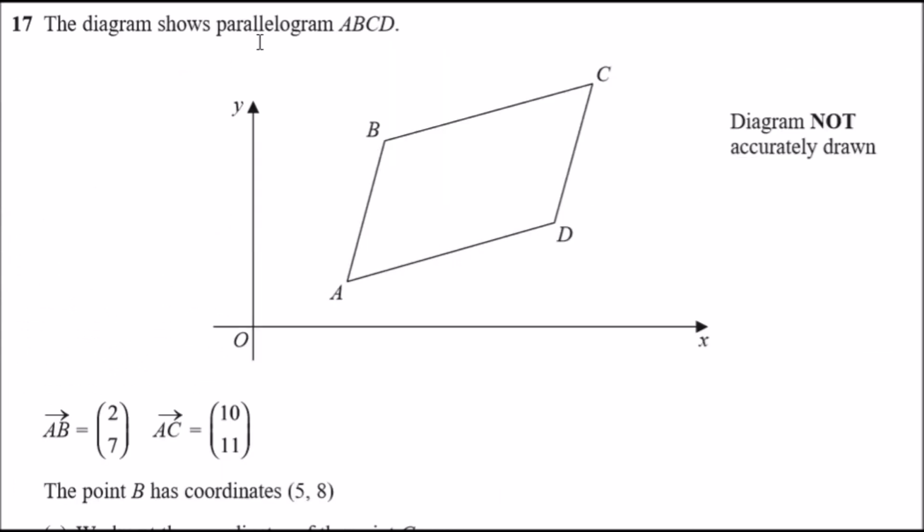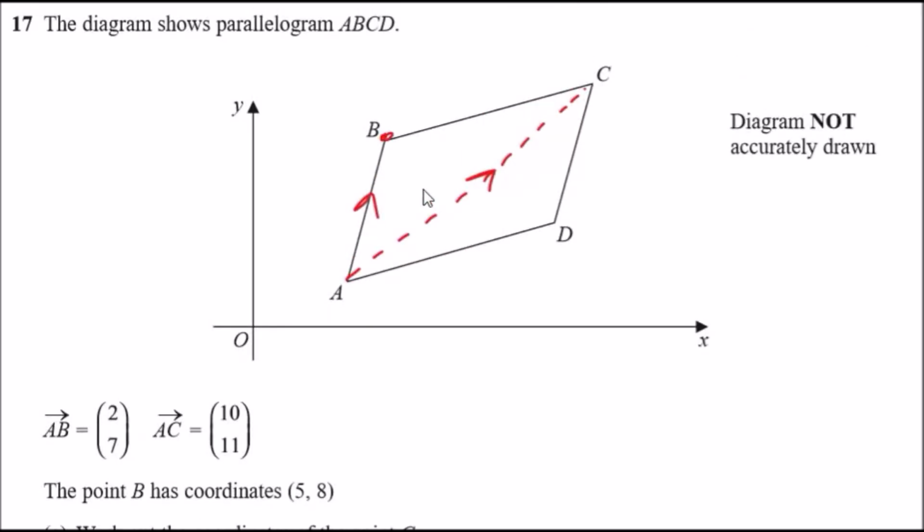So the diagram shows a parallelogram ABCD. Okay. Now it tells us that when you go from A to B, so this direction here, you travel 2 across the x-axis and 7 up the y-axis. So remember, this is x and this is y. If you go from A all the way to C, you're going to travel 10 across and 11 up. Okay, easy. So point B has coordinates (5, 8).